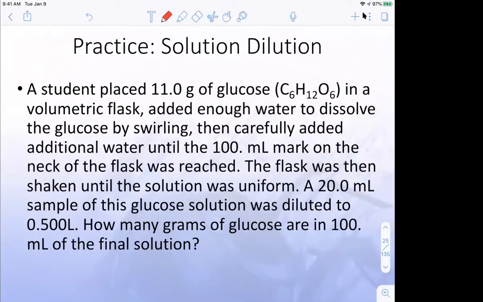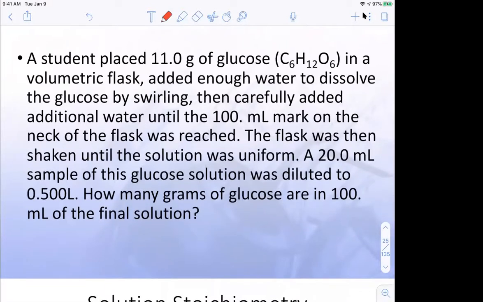Here is another example of a solution dilution, and this takes a little bit more time. What I have is 11 grams of glucose, and I know that's C6H12O6. I am in a volumetric flask and I add enough water to dissolve the glucose by swirling. My solution volume in that volumetric flask is 100.0 milliliters, and then my flask was shaken. So that's my solution 1.